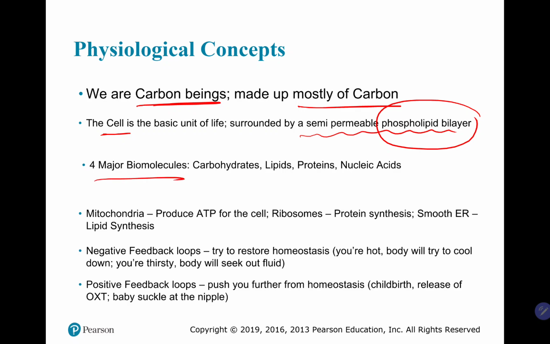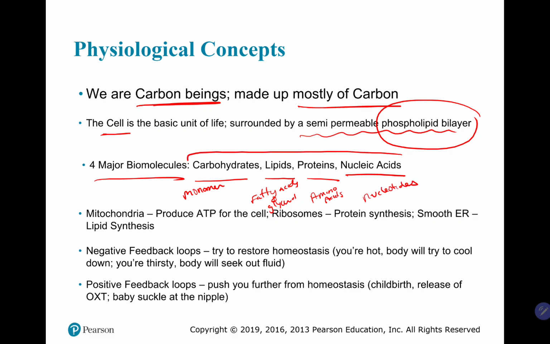Remember these four major biomolecules: carbohydrates, lipids, proteins, nucleic acids, right? Carbohydrates are made up of monomers. Lipids are made up of fatty acids and glycerol, right? Proteins are made up of repeating units of amino acids. Nucleic acids are made up of repeating units of nucleotides. But remember, the four major biomolecules again are carbohydrates, lipids, proteins, and nucleic acids, right?